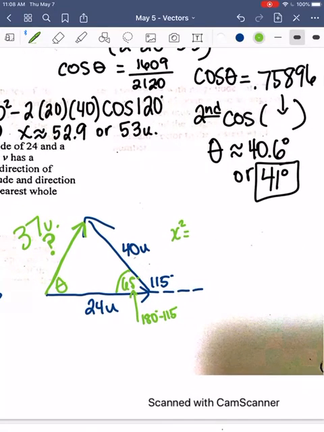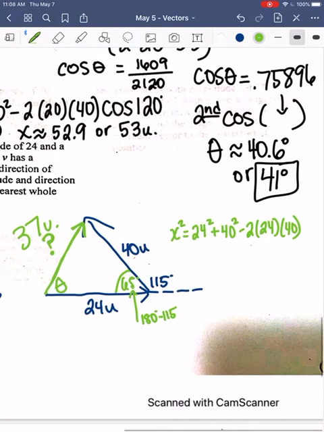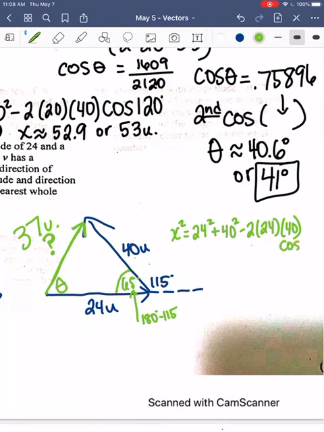So we're going to do 24 squared plus 40 squared minus 2 times those two numbers, and then, sorry, I'm running out of room, cosine 65. All right, and we're going to type that right in. So 24 squared plus 40 squared minus 2 times those numbers, and then cosine 65, and you get a pretty large number. So you get x squared is approximately 1,364.57.